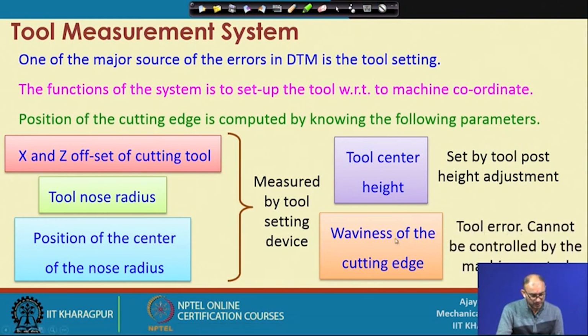But this is a tool error, and it cannot be controlled by the machine controller, because to correct the waviness, you have to fabricate your cutting tool in such a way that there is less variation in the waviness of the cutting tool. So, this is not a controllable parameter; it is a tool parameter, not related to the machine.